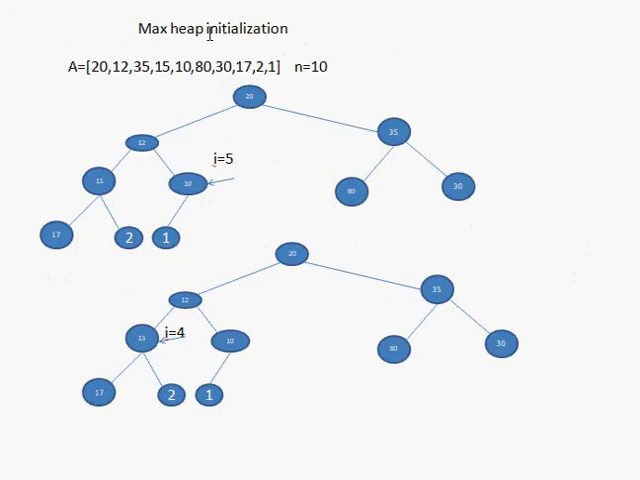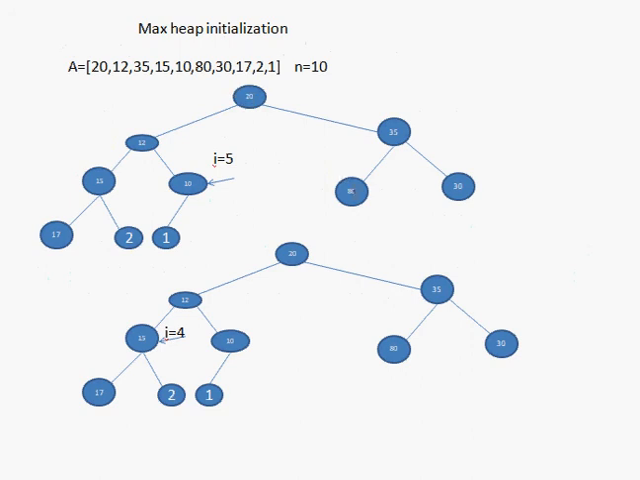Before heapifying, let's assume that the content of A is this. Altogether you have 10 elements, and the elements are 20, 12, 35, 15, 10, 80, 30, 17, 2 and 1. We can clearly see that this is not a max heap. Why? Because the maximum element for this tree is 80, and this maximum element has to be located at the root position, but it is not.